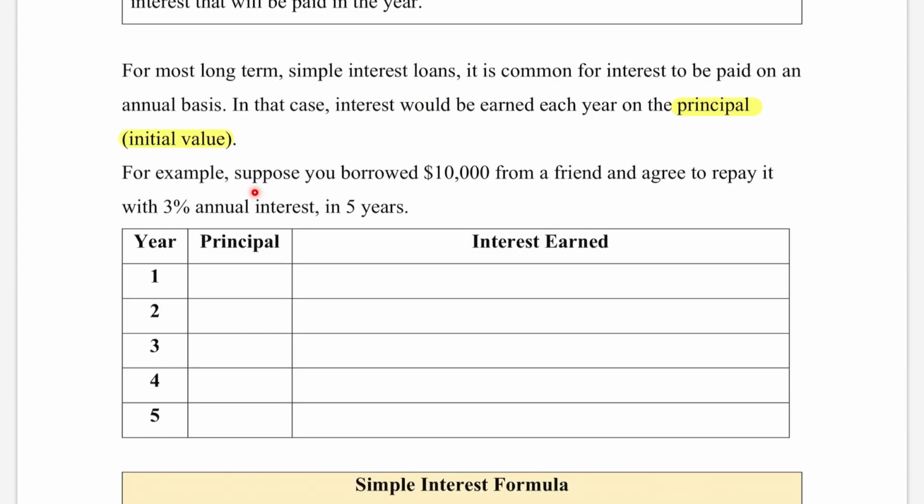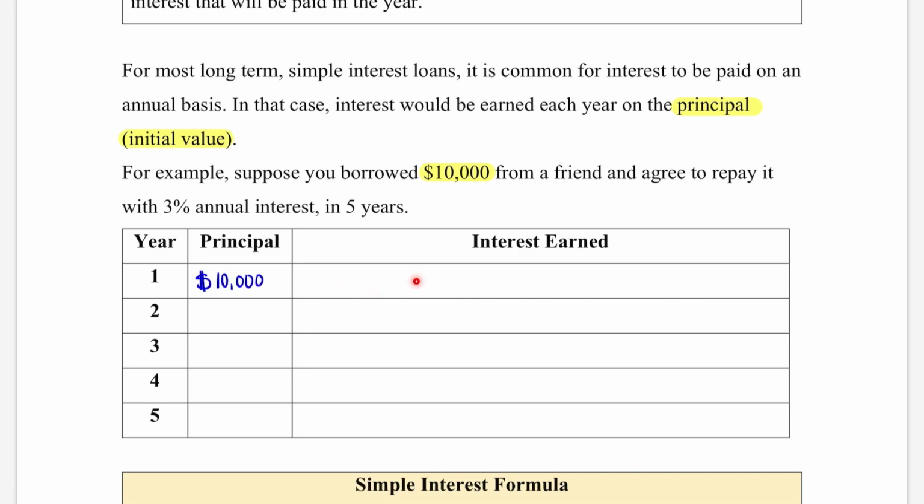For example, suppose you borrowed $10,000 from a friend and agreed to repay it with 3% annual interest in 5 years. You borrowed $10,000 from a friend and you are willing to pay 3% interest each year in 5 years. This is a table that lists out the year 1, 2, 3, 4, 5, the amount that you borrow, and also the interest that they earned. I borrowed $10,000, so my principal is $10,000.